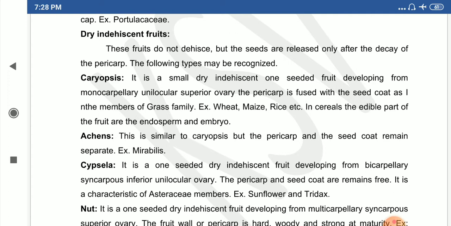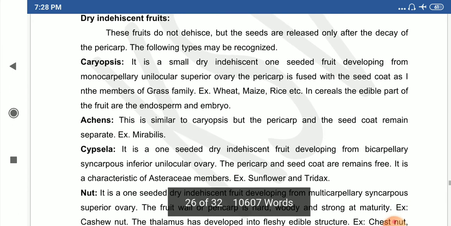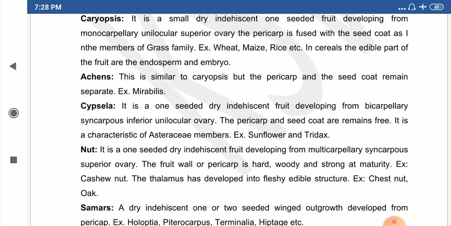Next one is achene. These are similar to caryopsis, but the pericarp and seed coat remain separate. Example: Mirabilis. The next one is cypsela. It is a one-seeded indehiscent fruit developed from a bicarpellary, syncarpous, inferior, unilocular ovary. Example: sunflower. You have seen the head inflorescence. In the head they consist of ray and disc florets. When these florets mature, they form a cypsela fruit.